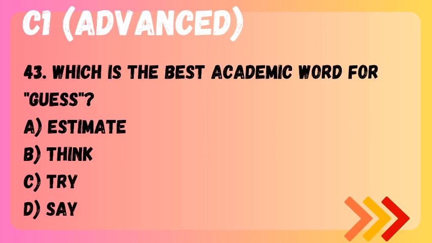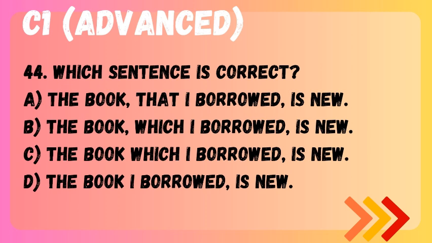43. Which word is closest in meaning to approximate? A. Estimate. B. Exact. C. Perfect. D. Correct. 5, 4, 3, 2, 1. 44. Which sentence is punctuated correctly? A. The book which I borrowed is new. B. The book which I borrowed is new. C. The book which I borrowed is new. D. The book which I borrowed is new. 5, 4, 3, 2, 1.